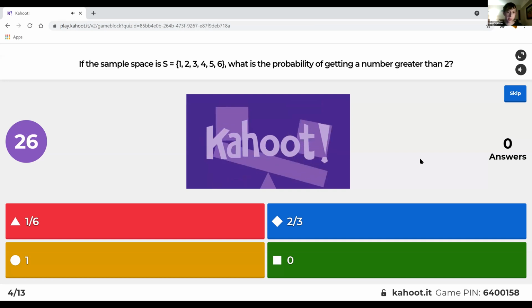And so again, if our sample space is numbers 1 through 6, this time what is the probability of getting a number greater than 2?